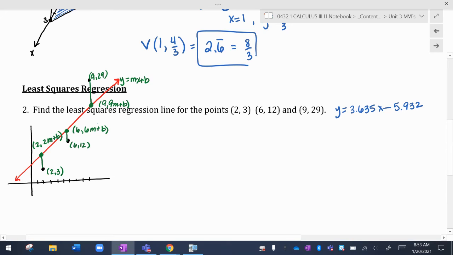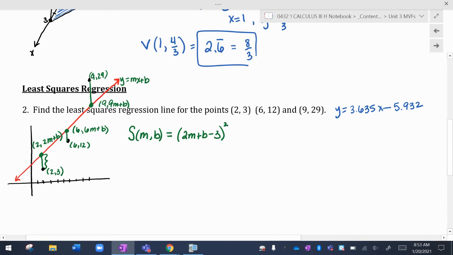I want to reduce the size of those green lines, so I want to minimize this function. I'm going to make a function S of m, b, okay? And the reason I'm calling it S is because I'm adding the sum of the squares of the residuals. This distance right here is the residual. It's the difference in the y coordinates. So that's going to be 2m plus b minus 3.